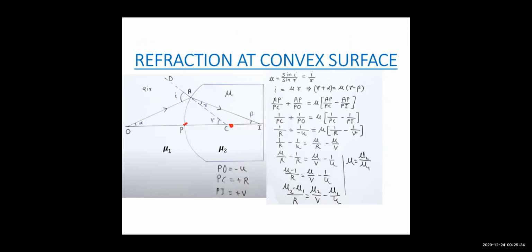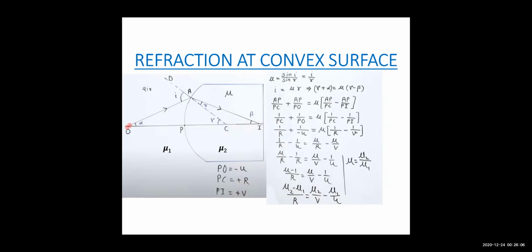Now here, children, point P is the pole, right? And C is the center of curvature of the convex surface, right? And this distance PC will be the radius of curvature, right children? Now, here we are supposing a point object O.